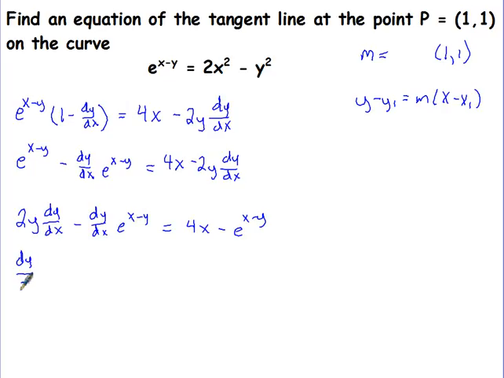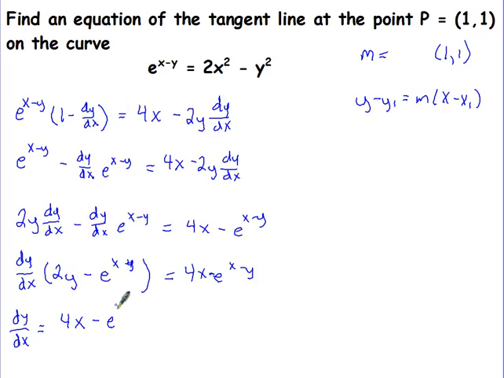Factor out a dy/dx. That would leave me with 2y minus e to the x minus y, equals 4x minus e to the x minus y. That would leave me with dy/dx equals 4x minus e to the x minus y, over 2y minus e to the x minus y. And again, x minus y, I keep saying minus 1.